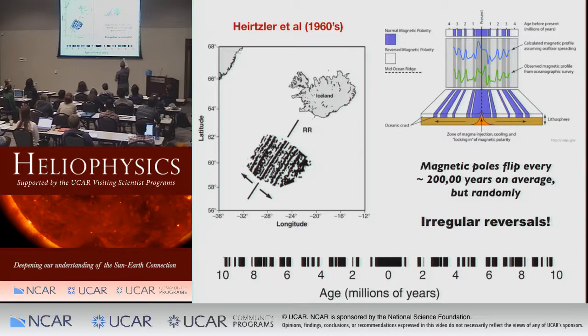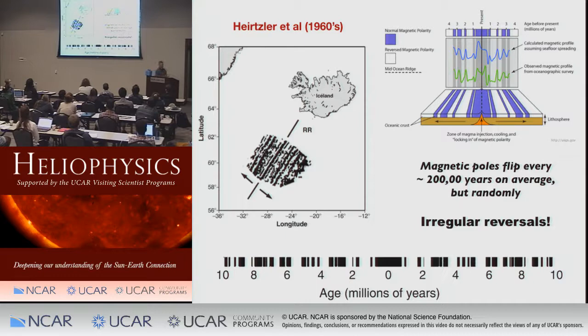The magma comes up and spreads out and solidifies. So you get bands of magnetized rocks that reflect the direction of the magnetic field. And you can take this back for millions of years. This is in the Atlantic, but you can also do it in the Pacific.